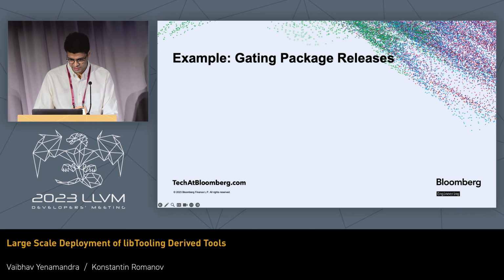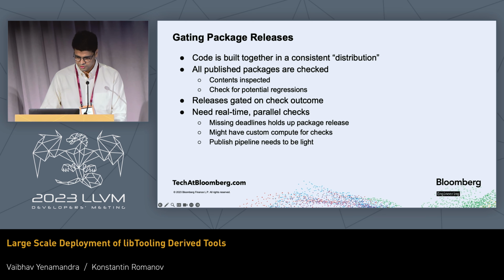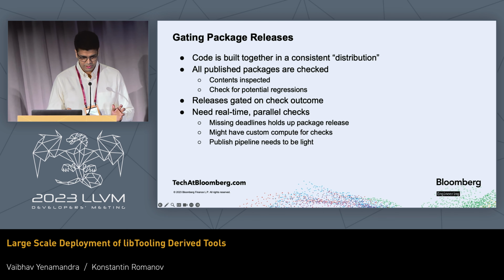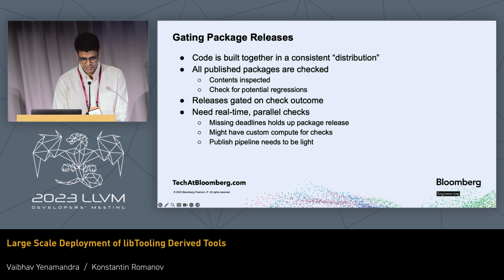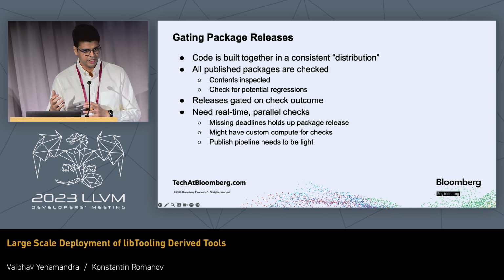So let's look at our first example, which is gating package releases in real time. I talked about this thing called a consistent distribution some time back. What is it? A distribution, the best way to think of it, is a directed acyclic graph of packages that must be built together. All the packages in a distribution are built from source, and distributions can extend one another in specific and meaningful ways. So you can have distribution A, which says include everything from distribution B, excluding packages D, E, and F.